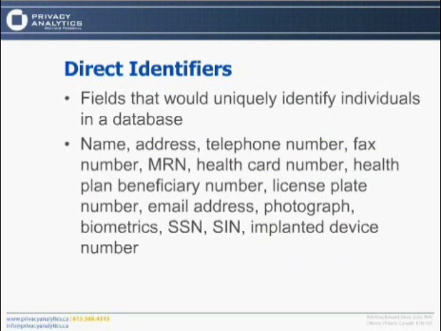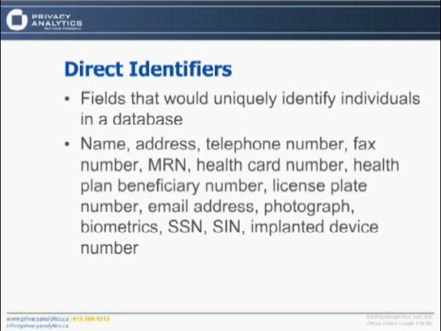So you have the name, the address, the telephone number, fax number, medical record number, health card number, health plan beneficiary number, license plate number, email address, photograph, biometric, social security number, social insurance number, and implanted device number. These are all considered direct identifiers in the sense that they can uniquely identify an individual. And whenever you want to de-identify a data set, you of course have to deal with that information. If it exists in a data set, those fields have to be dealt with.